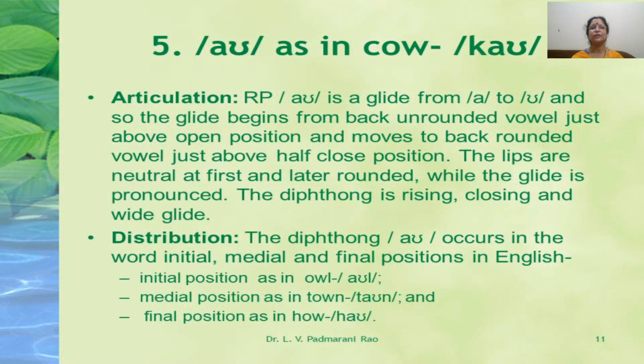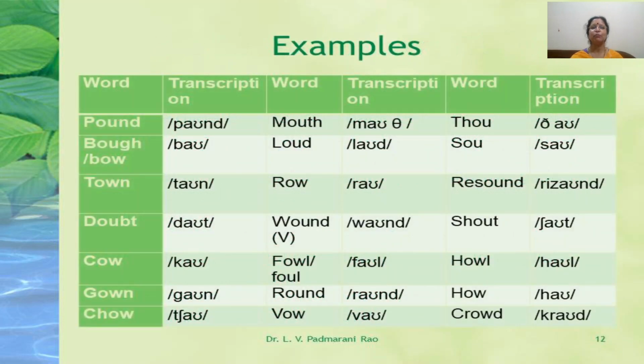Say, for example, OWL, owl, initial position. TOWN, town, medial position, and HOW, how, final position. Let's practice some words with it. POUND, pound. BOUGH, as the branch of a tree, bough. Or BOW, as a verb, to bend down in front of somebody, is also pronounced "bow". TOWN, town. DOUBT, doubt. COW, cow. GOWN, gown.